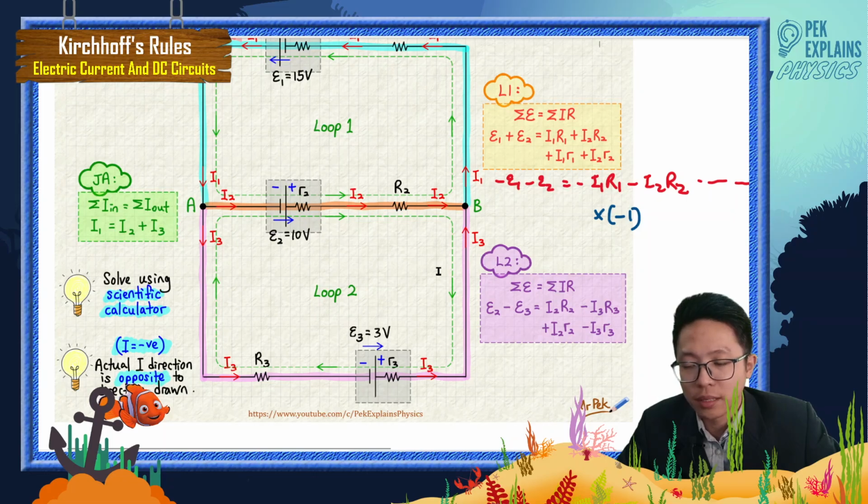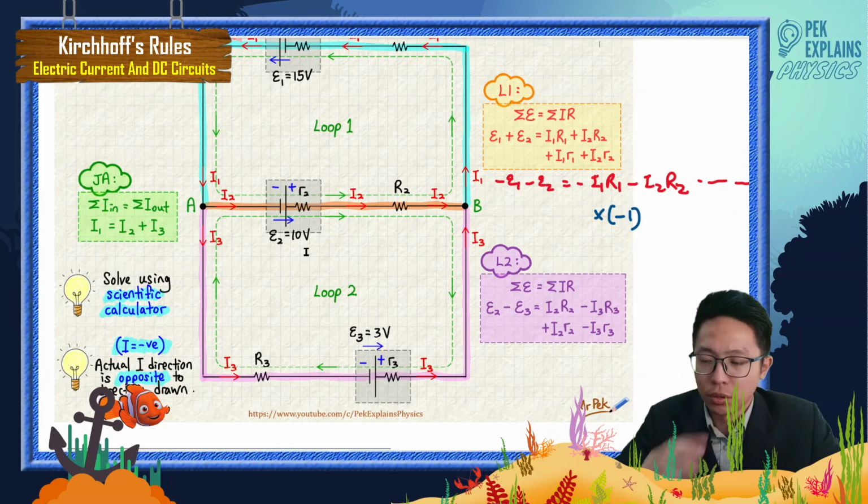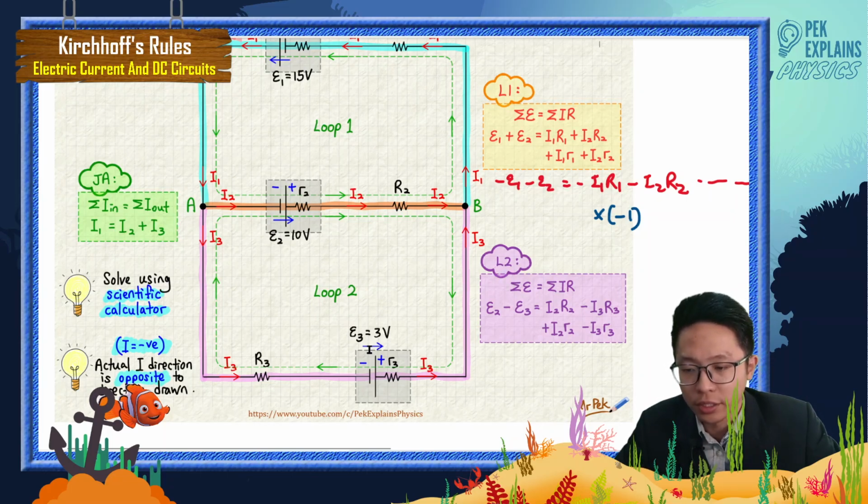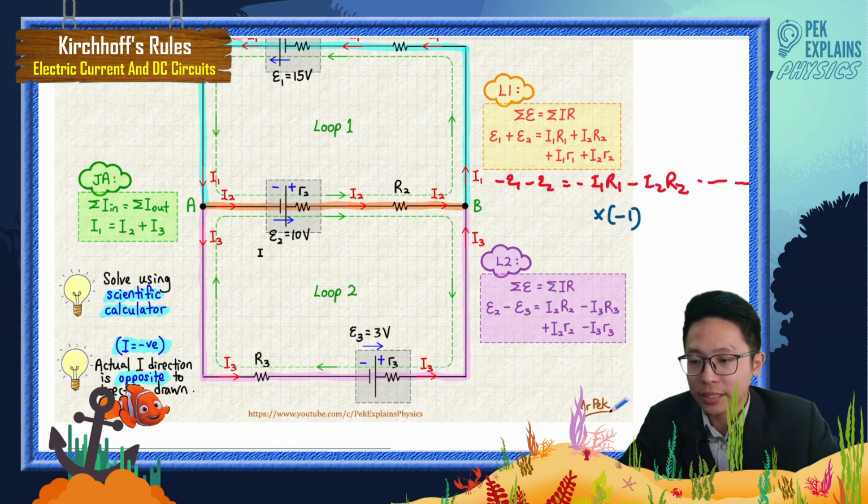I choose clockwise because the majority follow that direction and only some are opposite. You can also choose anti-clockwise, but now I just choose clockwise. For total EMF, I have E2 and E3. E2 is the same direction as the loop, so it's positive E2. E3 is opposite: negative to positive goes to the right, but the loop goes to the left. So you get negative E3. That's about the EMF.